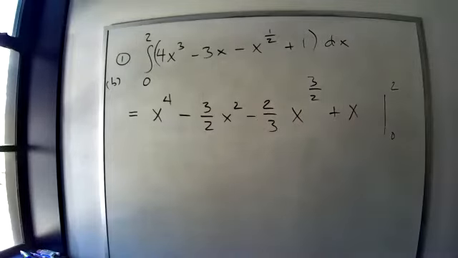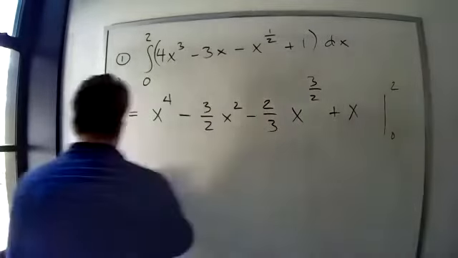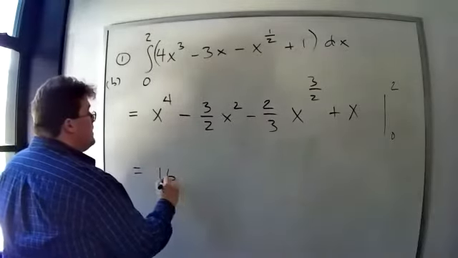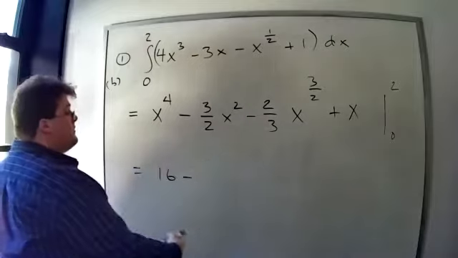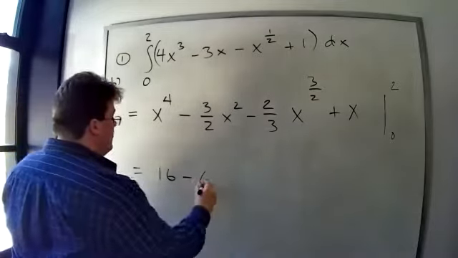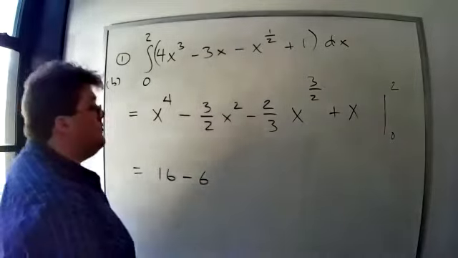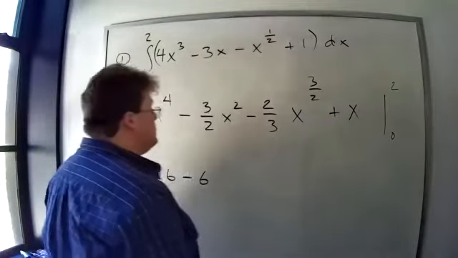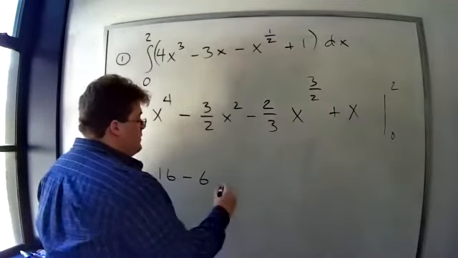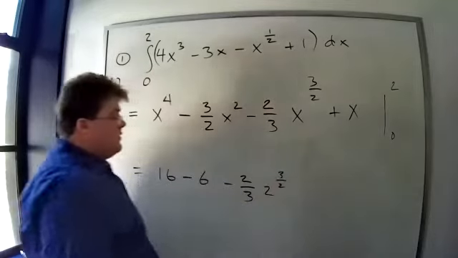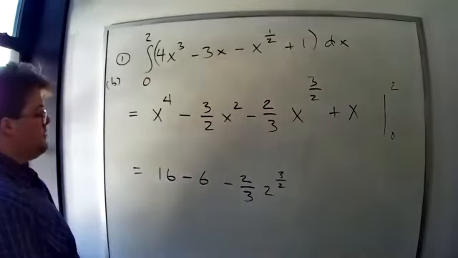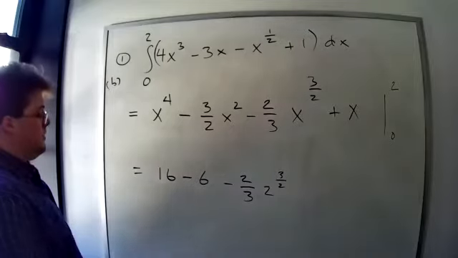And what do we get? Well, substitute 2. 2 to the fourth is 16. 3 halves of 2 squared. 2 squared is 4. 3 halves of 4 is 6. And there's a negative 2/3 of 2 to the 3 halves. 2 to the 3 halves. Yeah, you could write it square root of 8 if you want.